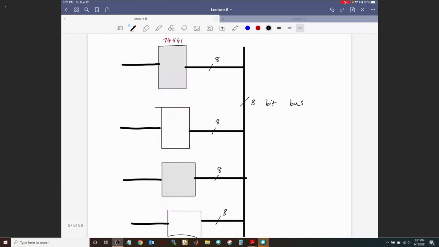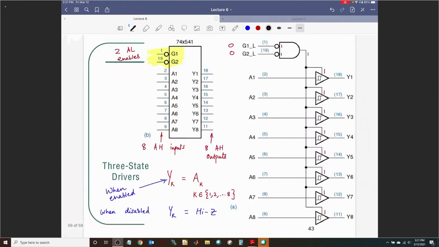So this way, you not only have the option of connecting multiple 1-bit outputs together, you can also do that for an 8-bit bus. So we talked about when it is enabled, and when it is disabled. It has 2 enables, which should help in cascading things. Whenever you see more than 1 enable, that hints towards the fact that you can use multiple inputs to cascade more than 1 chip.